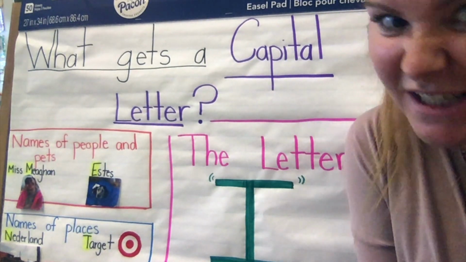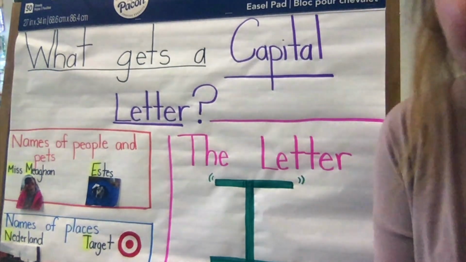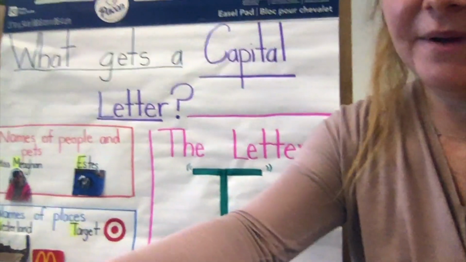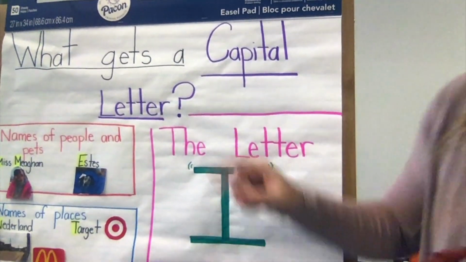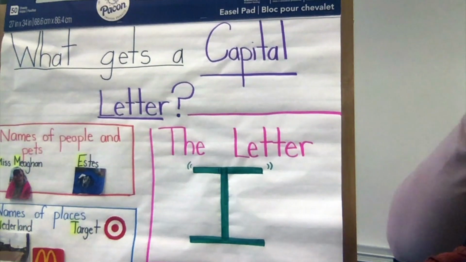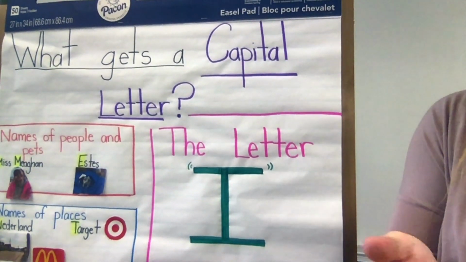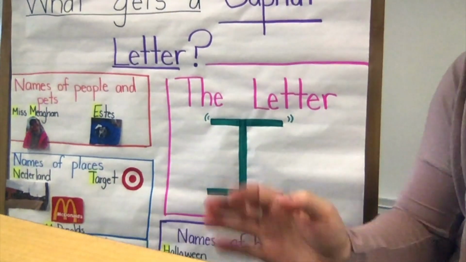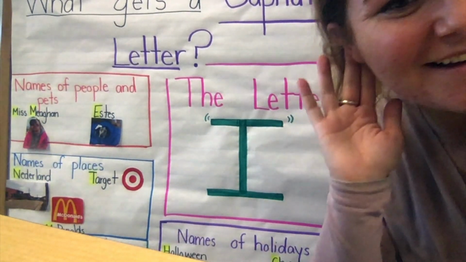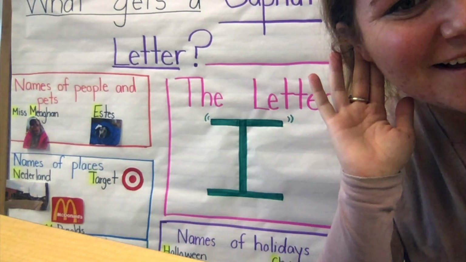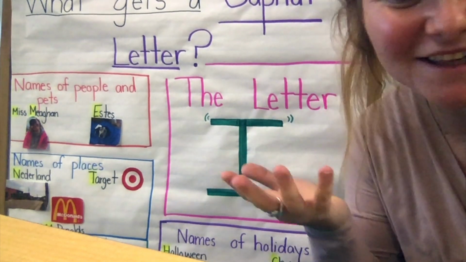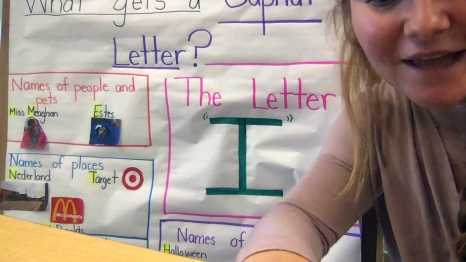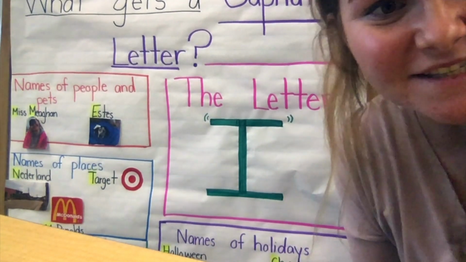A capital letter is just another name for an uppercase letter. I know in foundations we talk a little bit about uppercase and lowercase letters. Sometimes they're called capital letters. So if you look at my chart, there's a list of things that get a capital letter. Can anybody think of some? That's right, there's a whole bunch of things that have a capital letter when we're writing a sentence.